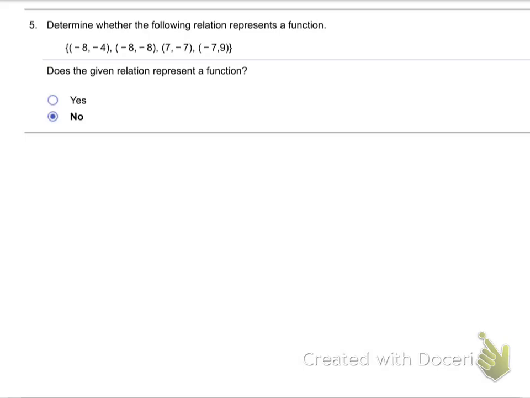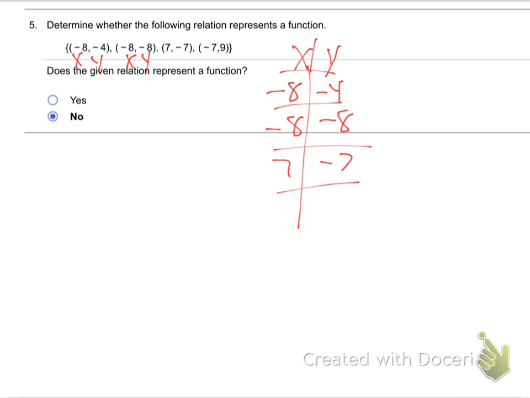There it is. Okay, so this one, number five. If I write it vertically, I think it would be a little bit easier. So remember, this is x, y, etc. -8, -4, -8, -8. There's a problem already, huh? This is the same x going to -4 and going to -8, isn't it? That's a single x going to two different y's, not a function. So that's what you cannot have. You can't have one x going to two different y's.